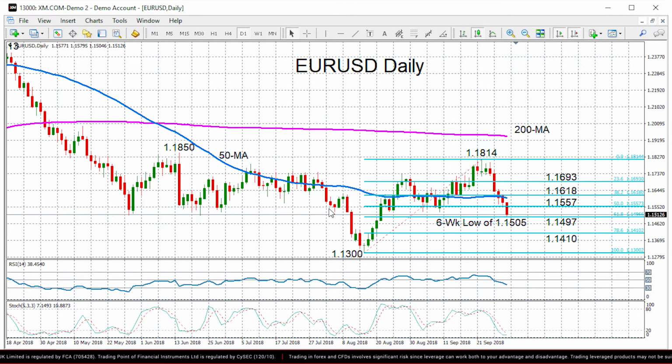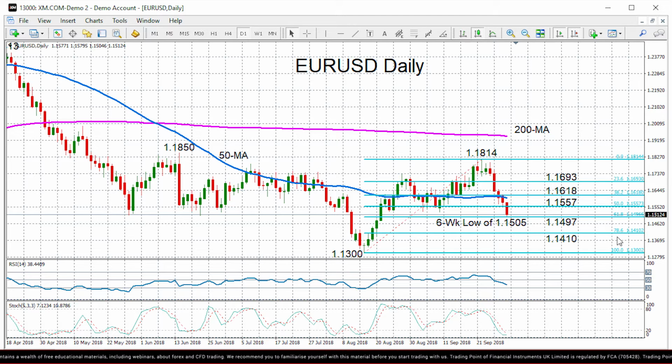Let's now turn to euro dollar. We can see prices have touched a 6-week low of 1.1505. That's the 61.8% Fibonacci retracement of the up leg from 1.13 to 1.1814. So that is acting as immediate support level. A break below, that's a key area, which is at around 1.1497, so more or less around the 1.15 level, we could then see the 1.1410 level coming into range.